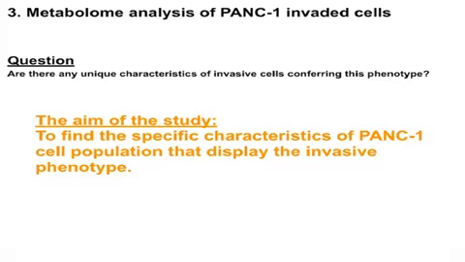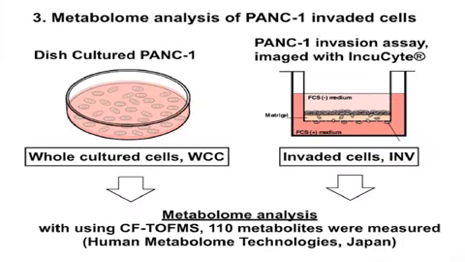So this is the third part, and in here we performed the metabolome analysis of PANC-1 invaded cells. Invasive cells must alter their ECM adhesion state and display directional polarity, modifying their shapes. In contrast to the non-invasive cells, it is hypothesized that the invasive cells need additional energy sources and upregulation to move, such as amino acid, nucleic acid, lipids, or fatty acid. So from that, we hypothesize that the invasive cells may show unique features in the metabolome.